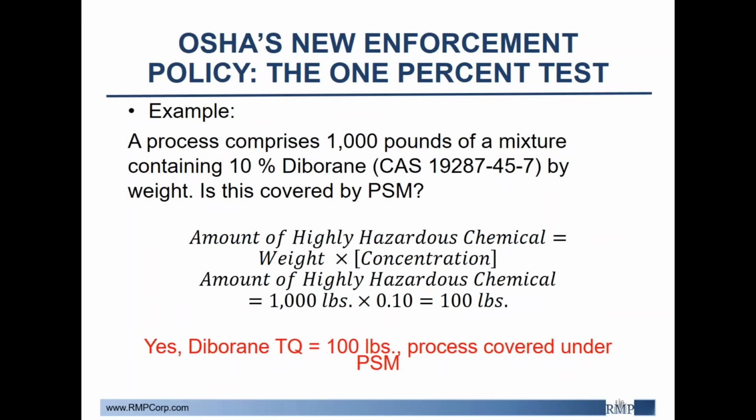So our first example involves a process comprised of 1,000 pounds of a mixture containing 10% diborane by weight. So is this process covered by PSM? First you need to calculate the amount of the highly hazardous chemical you have by multiplying the weight of the chemical by the concentration. In this case, we multiply 1,000 pounds by 10% to find 100 pounds of diborane in your process. So yes, this process is regulated by PSM because the threshold quantity of diborane is 100 pounds and the calculated amount of highly hazardous chemical in your process is 100 pounds.